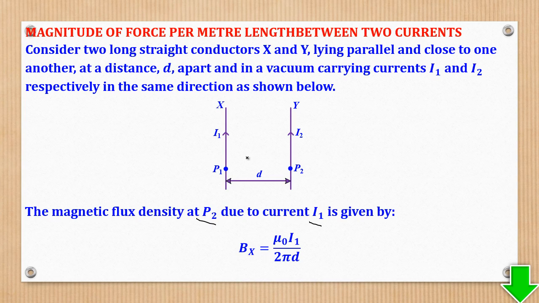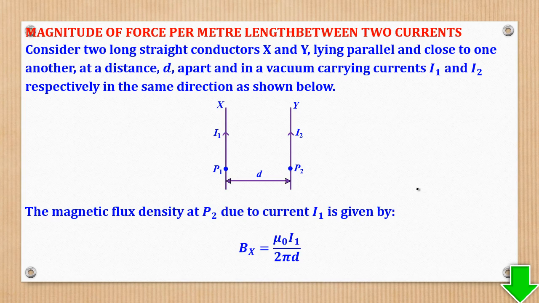So flux density due to current in wire X is Bx equal to mu naught, where this is the permeability of free space, I1 over 2 pi d. Now from there, remember that the full force is B I L. Therefore the force per meter will be F over L, which is now B times I.